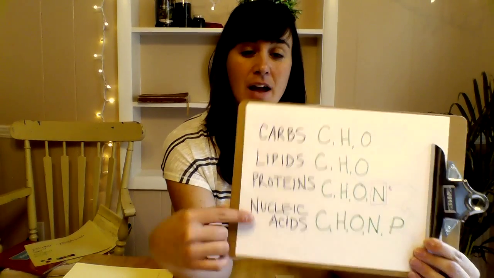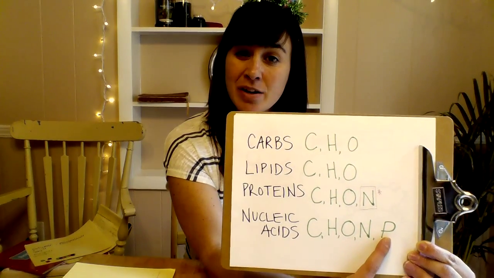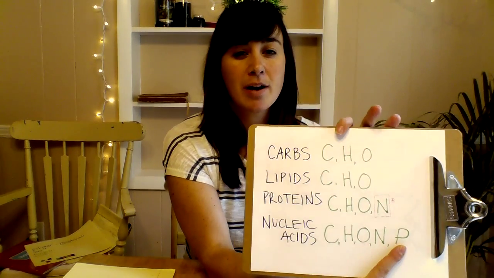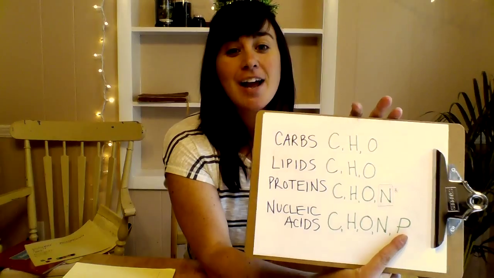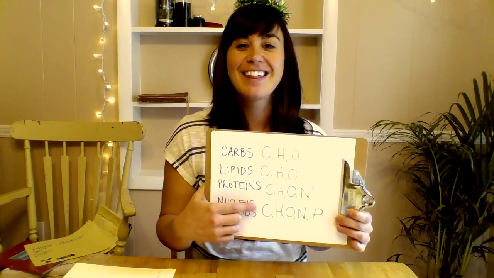Nucleic acids have carbon, hydrogen, oxygen, nitrogen, and this little guy right here. That P stands for phosphorus. So in addition to carbon, hydrogen, oxygen, and nitrogen, nucleic acids also have phosphate. So just remember that. CHON, CHONP. That's how I remember the elements that are parts of those biological molecules. If that's helpful for you, I like to think of silly things to help me remember things.